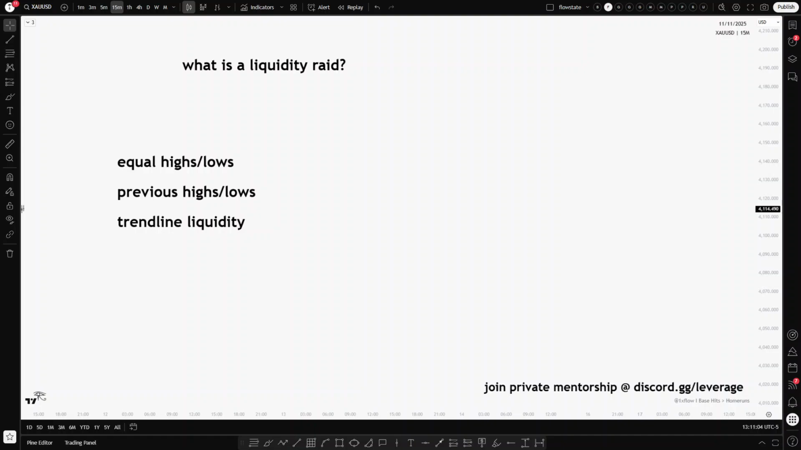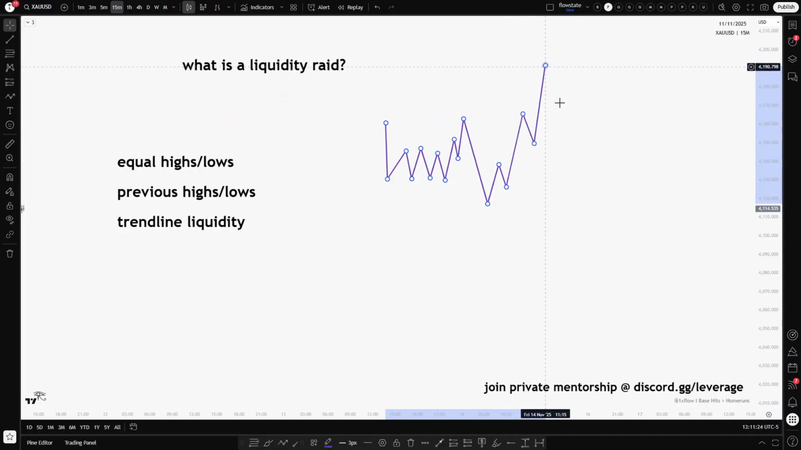Now, first thing first, what is a liquidity raid? A liquidity raid is a raid at any area of equal highs or lows, any previous highs or lows, or any area of trendline liquidity. So with an equal high or low, this could be in the form of this, where price is making some equal lows. We get a push up and the liquidity raid comes through those lows, and we get a raid of that liquidity, and then price continues in a given direction.